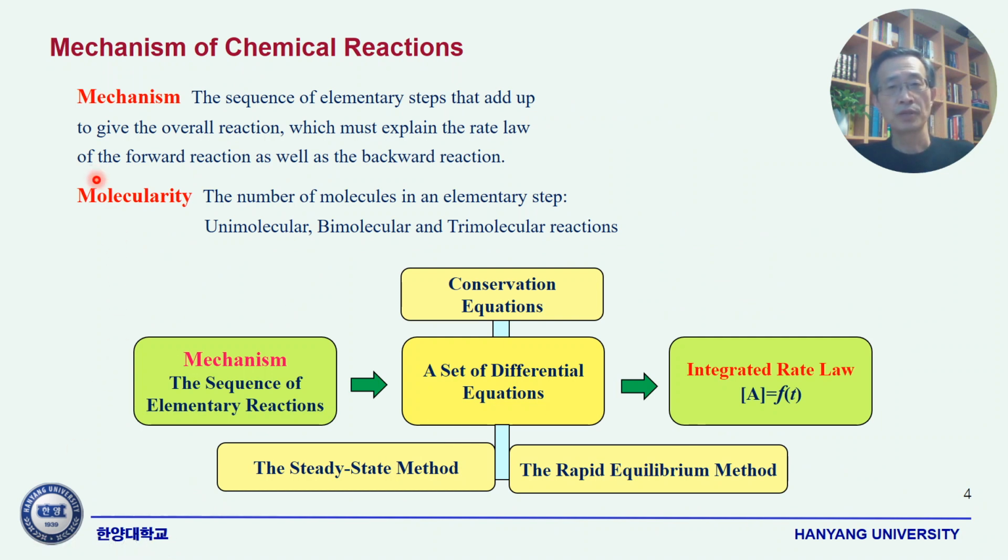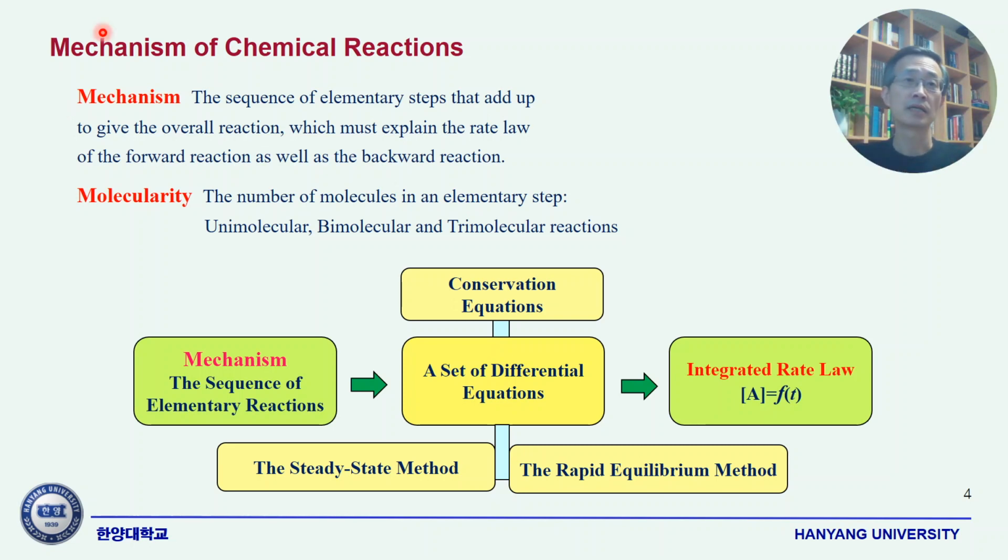Okay, so there are two elementary ideas in chemical kinetics. For chemical reactions, we are going to talk about two things: mechanism and rate. Rate we have been talking about in terms of concentration, which is the differential rate law. And when we integrate the differential rate law, we obtain the integrated rate law, which is the concentration as a function of time.